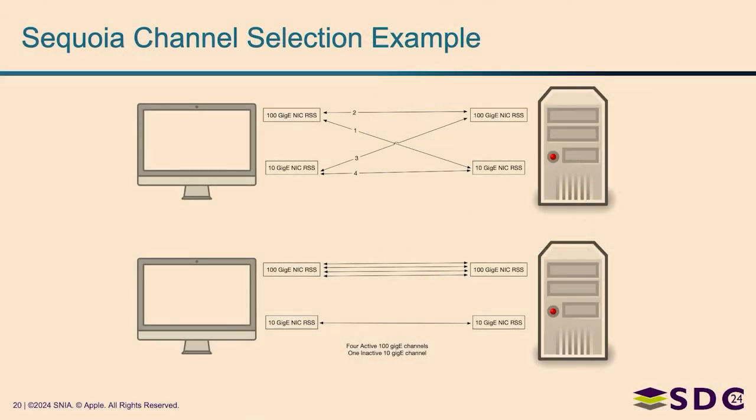So with Sequoia, now what happens is the 100 gig on the client will try to connect to the 100 gig on the server, and it'll also try to connect to the 10 gig on the server. Same thing, the 10 gig on the client will try to connect to the 100 and to the 10. But if one channel gets established, it doesn't prevent us from trying to find other channels that we can put together.